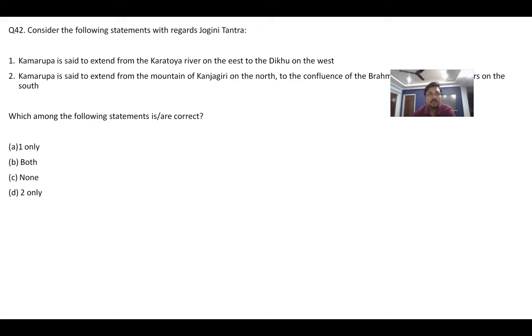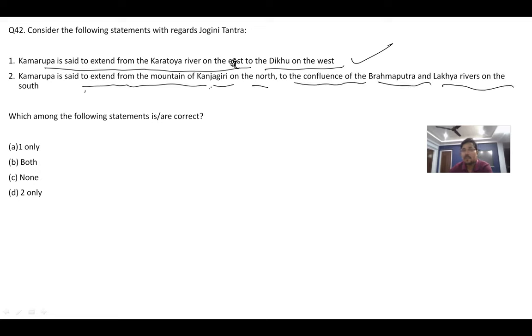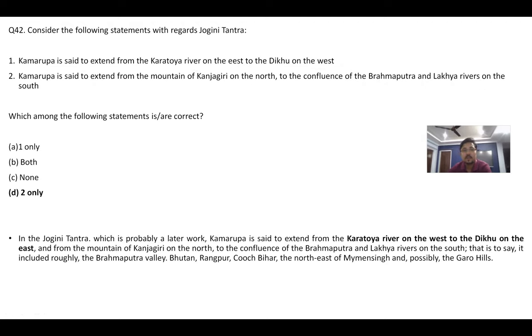Next we'll go to question number 42, where it was mentioned that Kamrupa is said to extend from the Karatoya river in the west to the Dikhow on the east, and from the mountain Kanjagiri on the north to the confluence of the Brahmaputra and Lakhya rivers on the south. So the Karatoya river should be at the west, not at the east, and the Dikhow river on the east. So here only two options are correct.